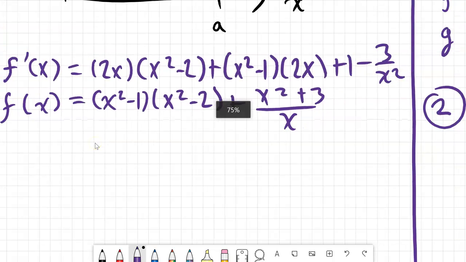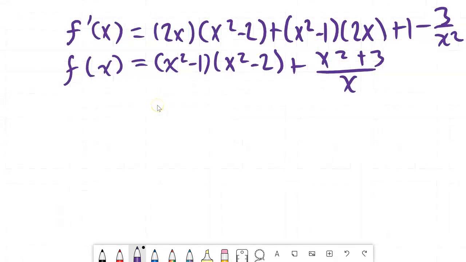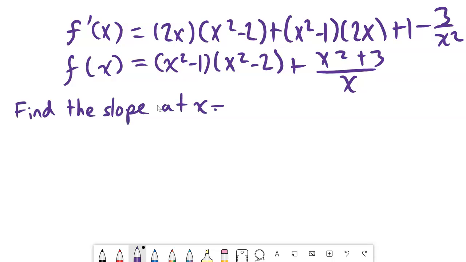Oh, too much. There we go. Let's do it like this, right? So what I want to do now is find the slope at x equals 1. That's kind of like finding the tangent line slope, right? Remember that interpretation we had before. Find the slope at 1.